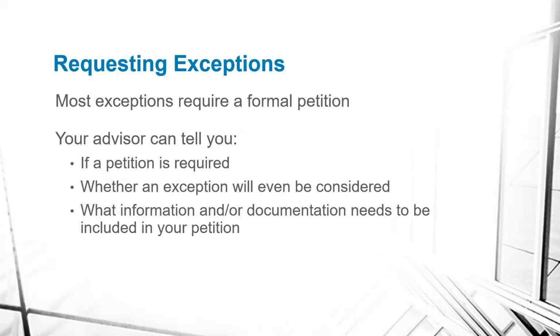Anytime you want to request an exception to a department or college policy, you need to make sure to get permission in writing. In most cases, this involves an official college petition, which is a form you fill out online. It's always a good idea to talk to your academic advisor before submitting a petition. Your advisor can let you know if a petition is needed, if a petition will even be considered for what you're asking, and they can also provide guidance on what information and supporting documentation you should include to have the best chance for your petition to be approved.